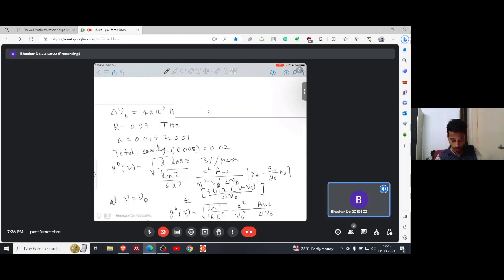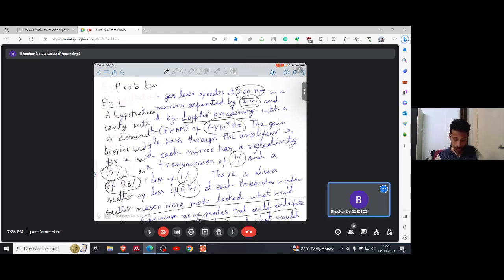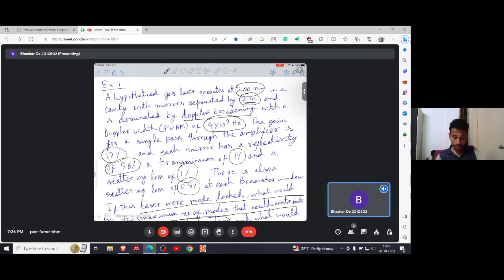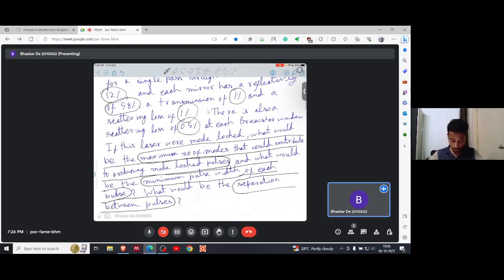Okay, so in this problem, this is a huge problem, where we are given the operating wavelength of the gas laser, the separation between the mirrors, the Doppler width, the gain for a single pass to the amplifier is 12%, and each mirror has a reflectivity of 98%, transmission of 1%, and scattering loss of 1%, and there is also scattering loss of 0.5% at each Brewster window.